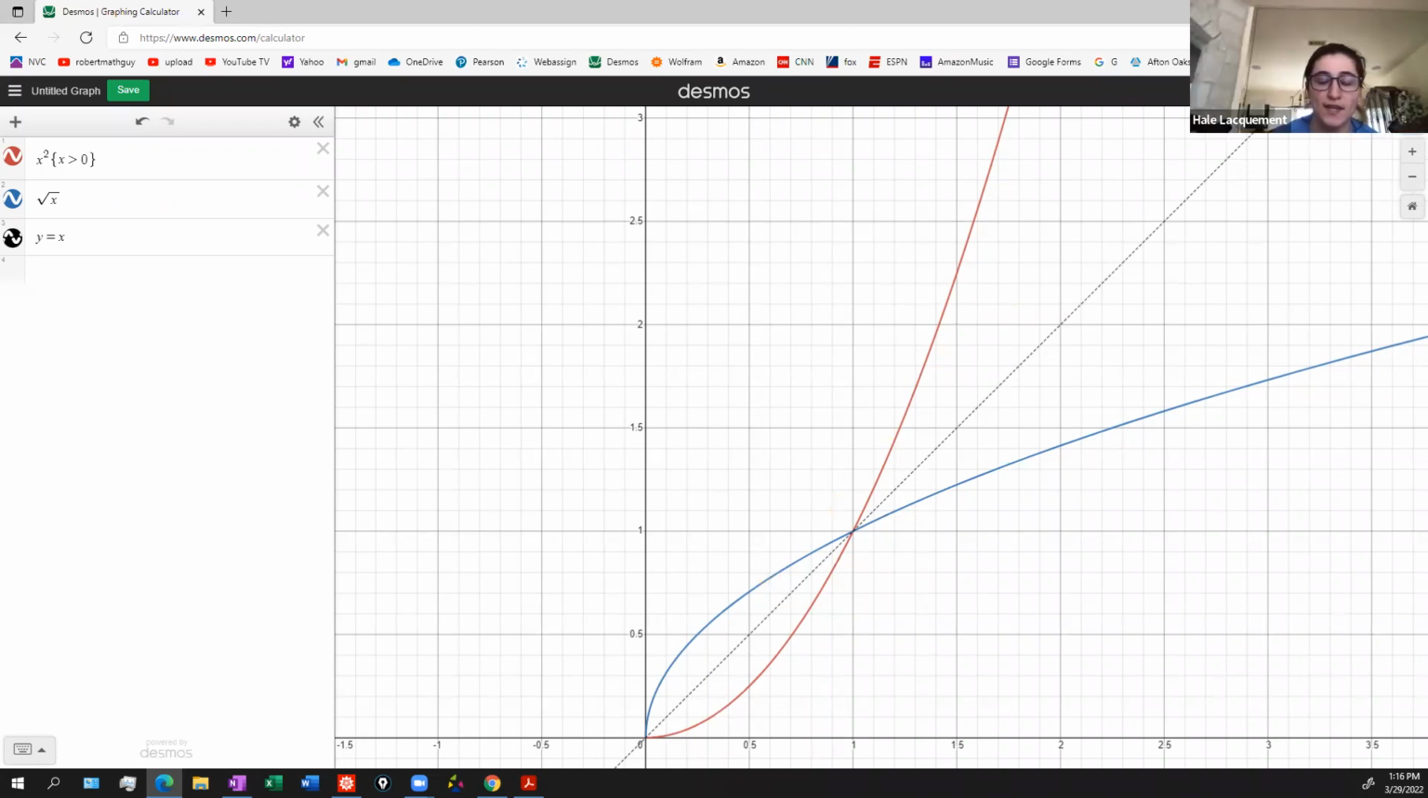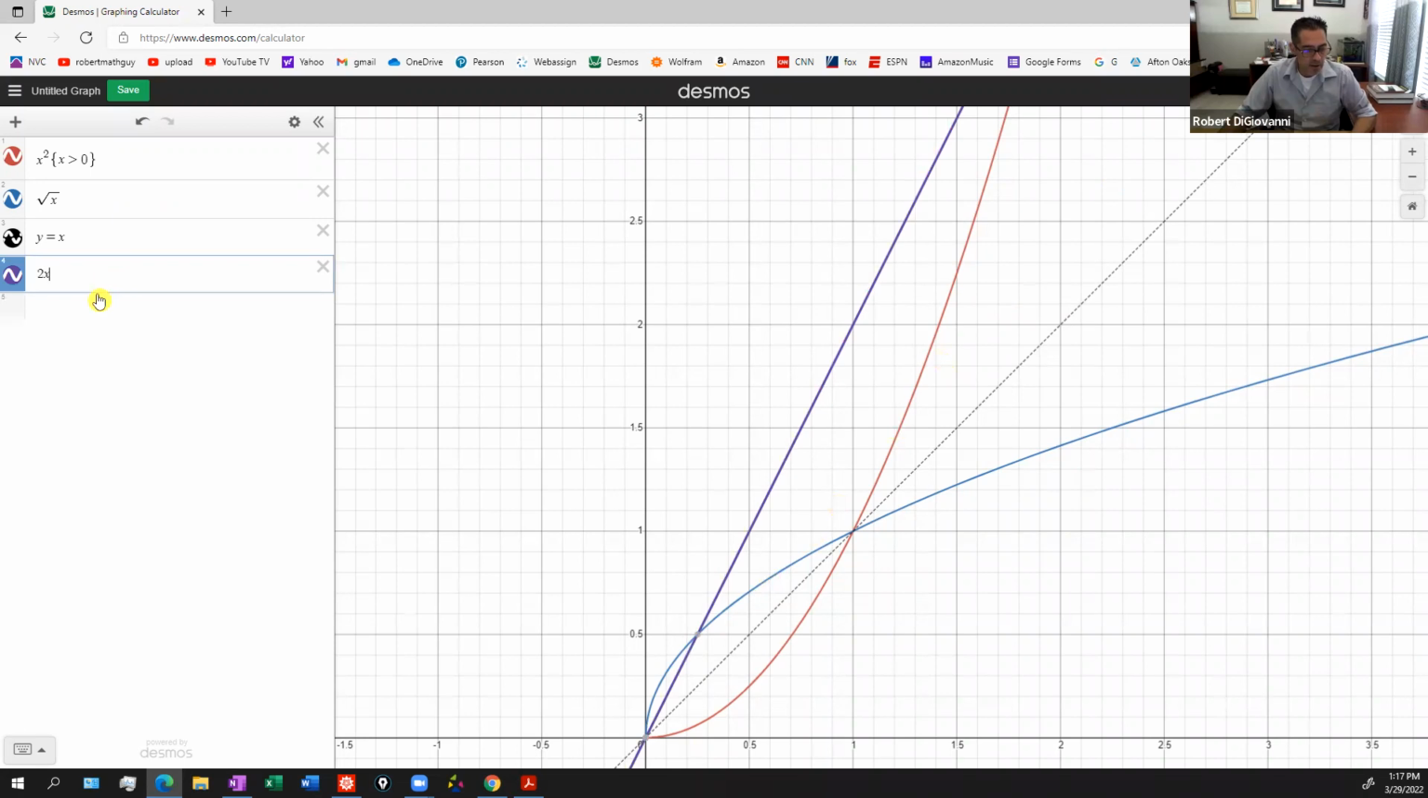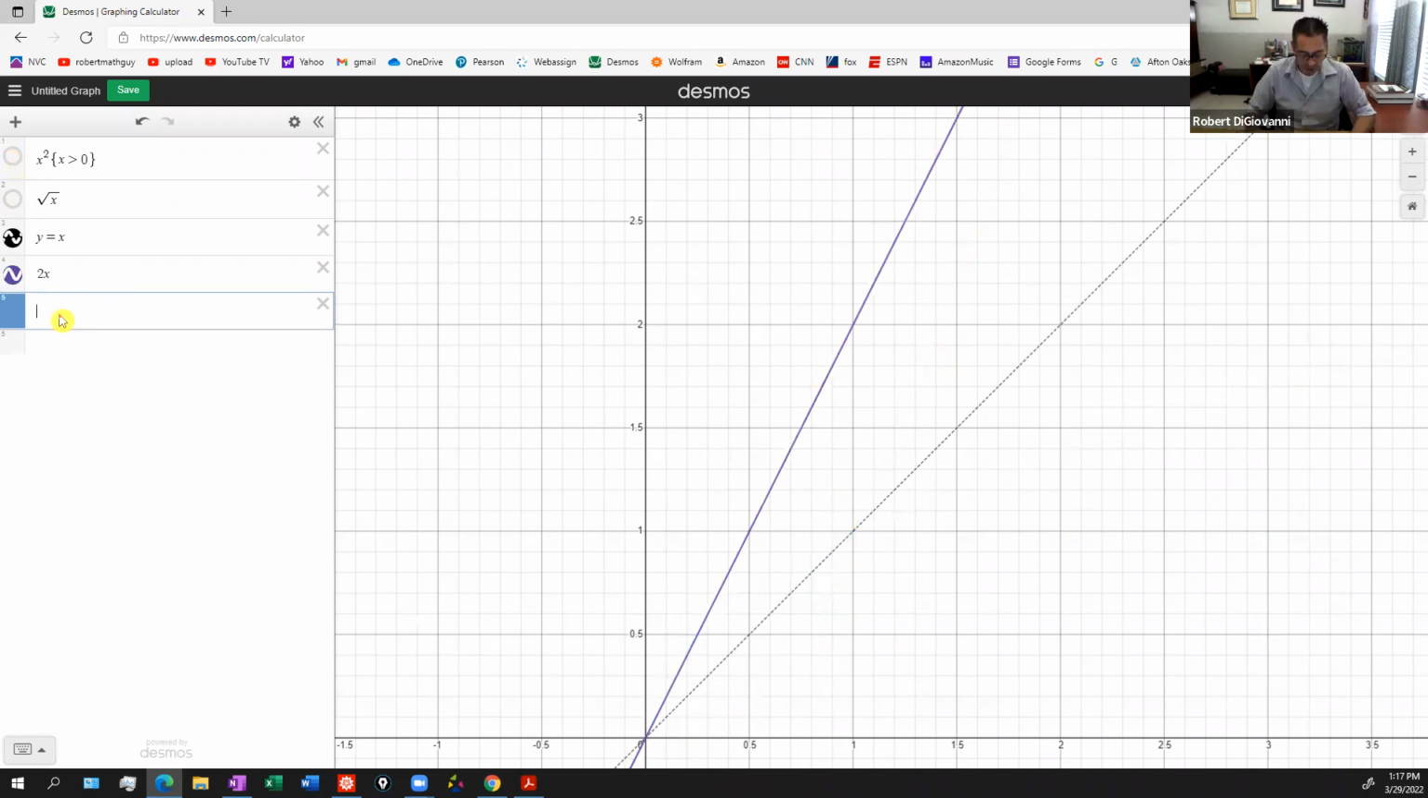Will they always intersect? They don't have to always intersect. They do not always have to intersect. I'll give you another example. If I take 2x, okay, there's 2x. Remember, that was the first example I gave you. There's 2x. Its inverse is 1/2 x, right?